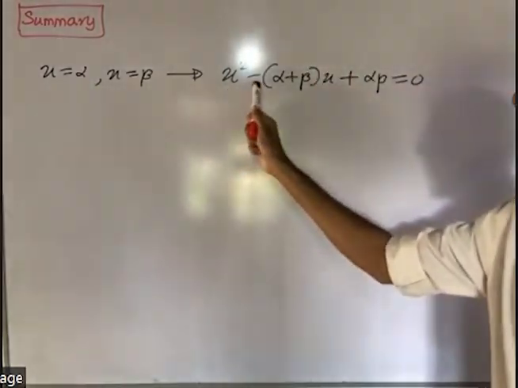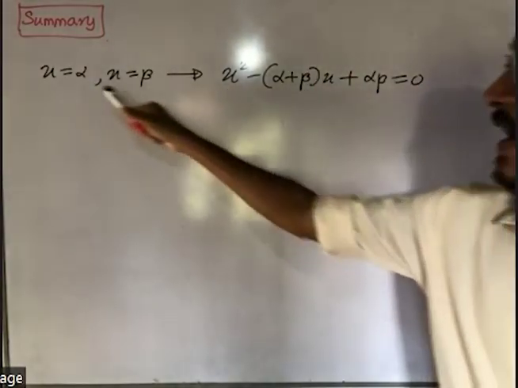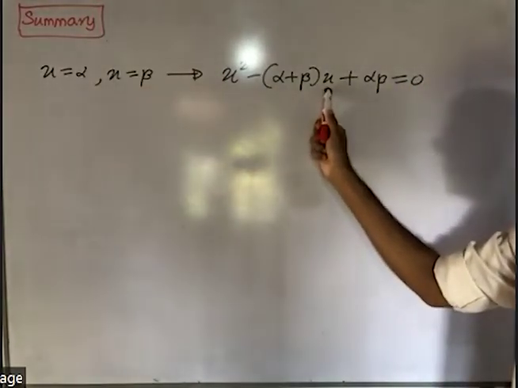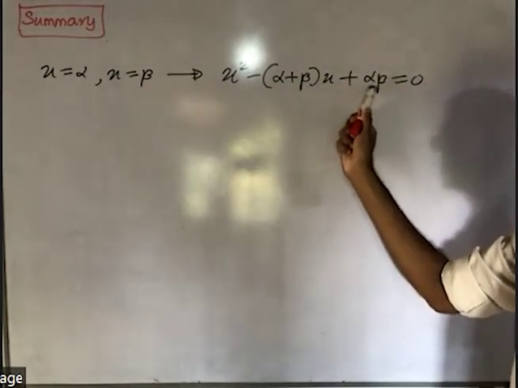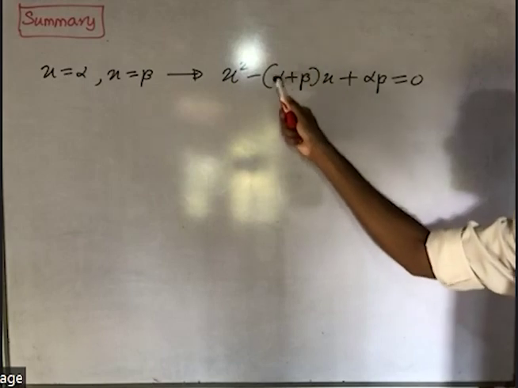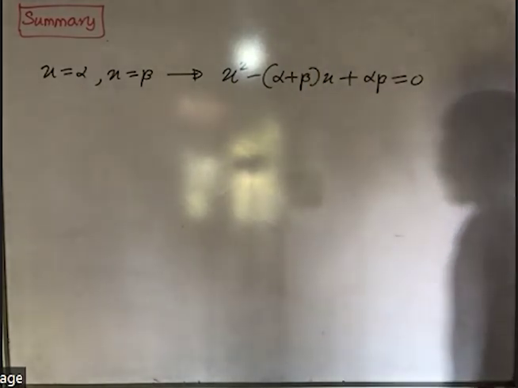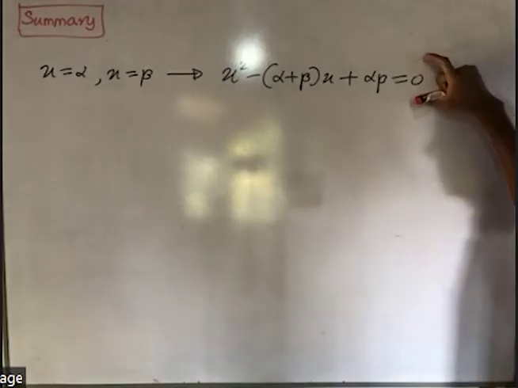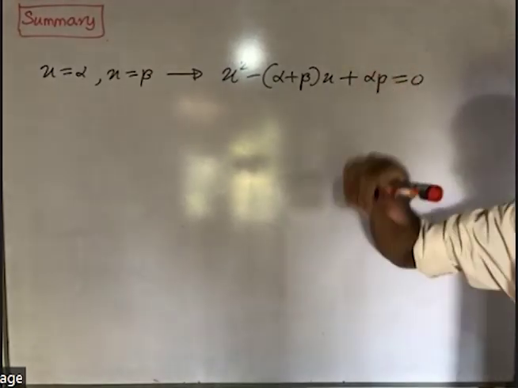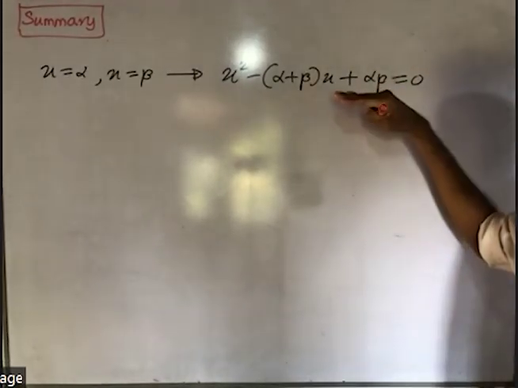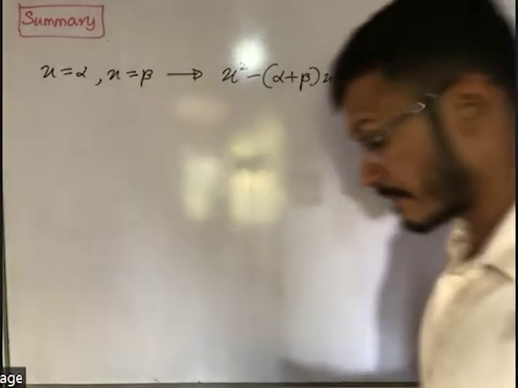So x square minus addition of the two roots alpha and beta x plus multiplication of the two roots. So sum of the roots into x plus product of the roots, right? So this equation, we saw this equation in the previous part. Now we are using this as a theory, right?